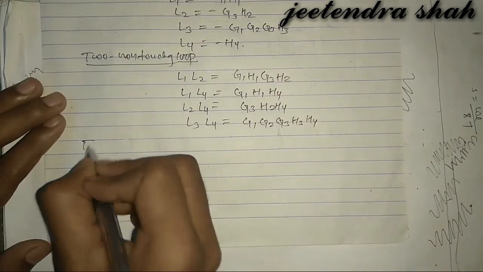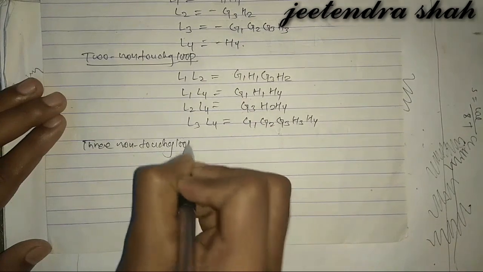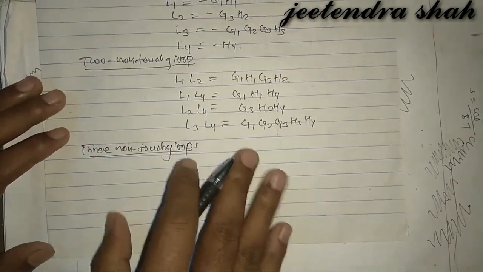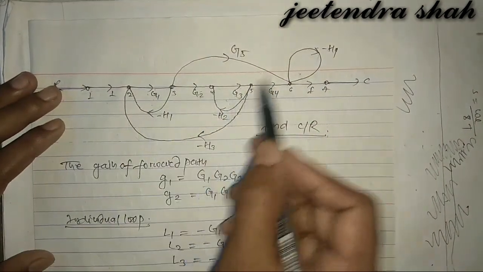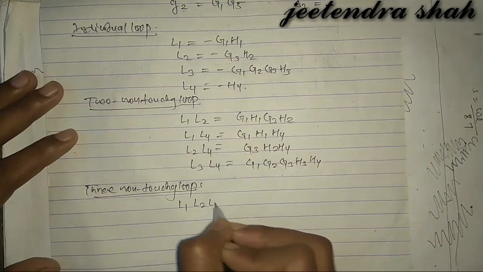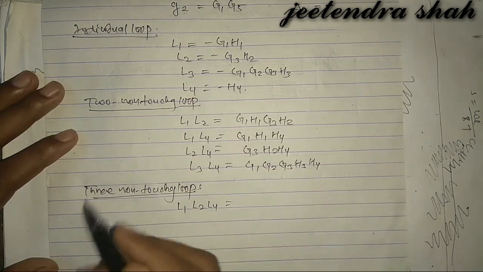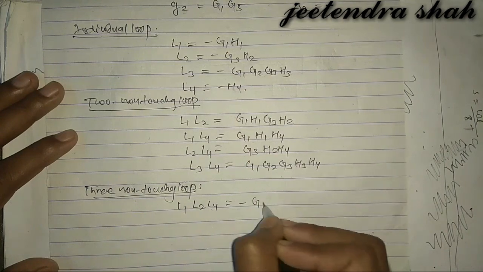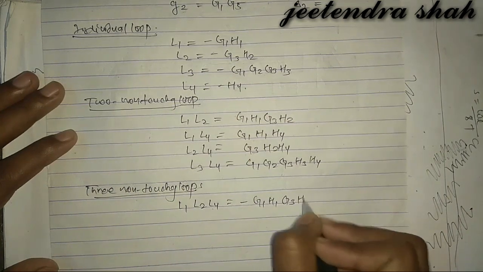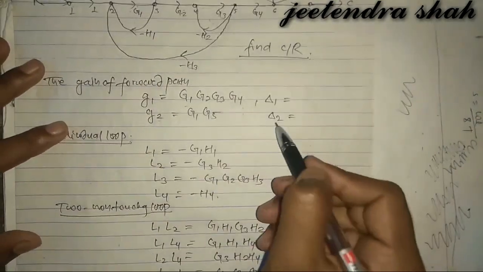Now for three non-touching loops, this loop and this loop, these three are non-touching, meaning L1, L2 and L4. The others are touching loops, and we need to find only the non-touching loops. So we have three non-touching loops L1, L2 and L4, giving minus G1 H1 G3 H2 H4. Now we need to calculate del 1 and del 2.